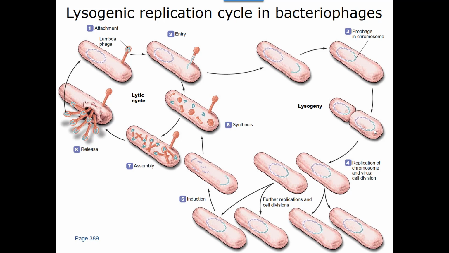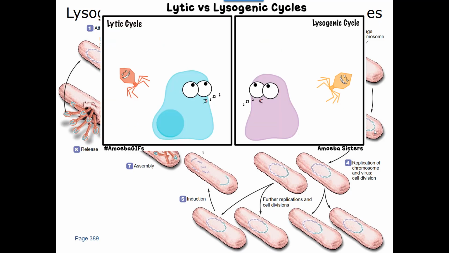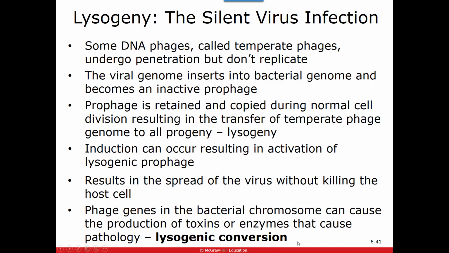And it's called lysogenic conversion. And so all of a sudden you have bacteria that are making toxins, enzymes, or something else, and it's just because you have that viral DNA. You have those different genes found in the bacteria.